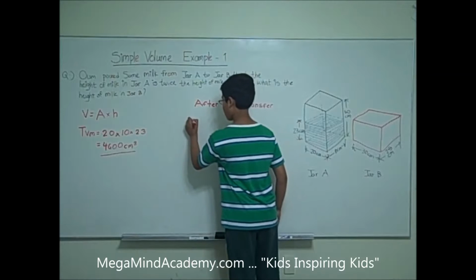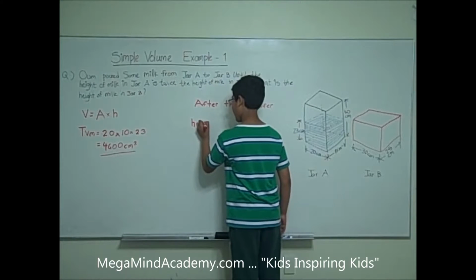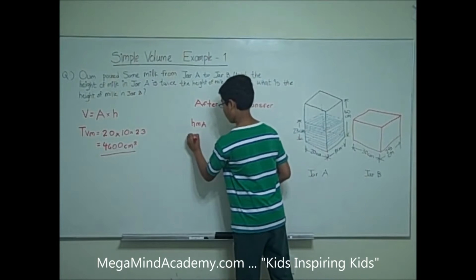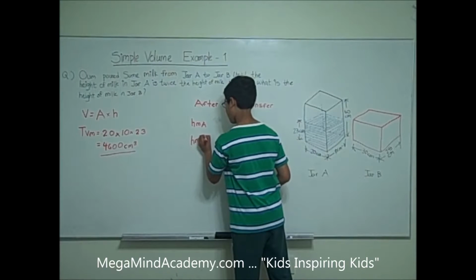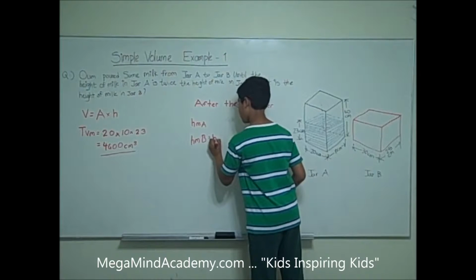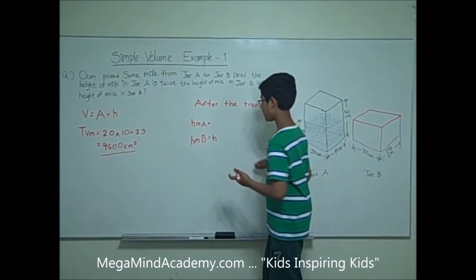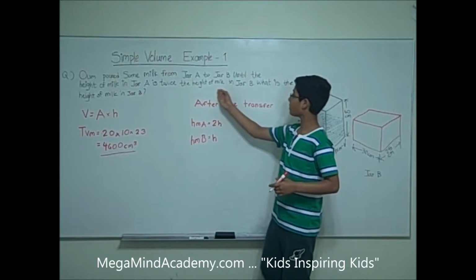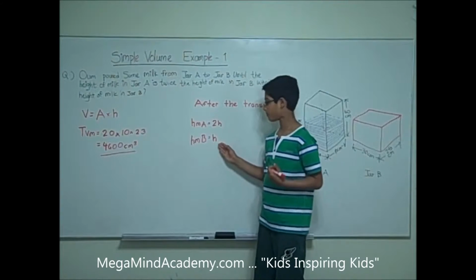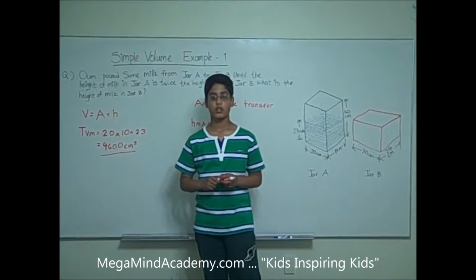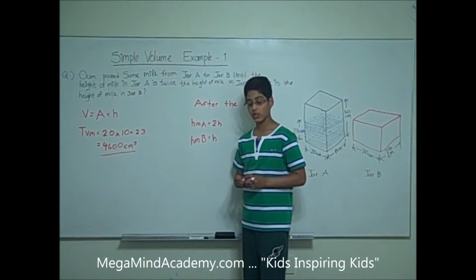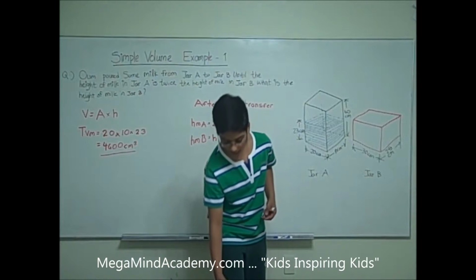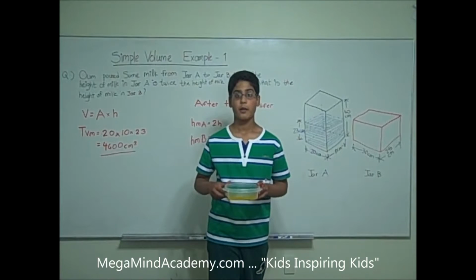So, after the transfer, the height of the milk in jar A is twice the height of the milk in jar B. So, if the height of the milk in jar B is equal to H, then the height of the milk in jar A is equal to 2H, because the height of the milk in jar A is twice the height of the milk in jar B, which is H. So, now let's find the remaining volume of the milk in jar A. And then let's find the remaining volume of the milk in jar B.